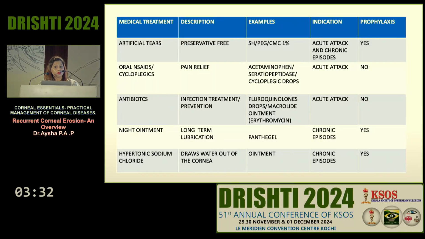Antibiotic: if you suspect any infection, only then start an antibiotic which is cornea friendly, like chloramphenicol, or if you suspect a stromal infiltrate, you can directly give fluoroquinolones. It can be given in the acute attack but not for prophylactic purposes. Night ointment, we have two options: either Panthenol ointment for long-term lubrication, or hypertonic sodium chloride, because I have already explained there will be hypotonicity. So to reduce that edema, you can use hypertonic sodium chloride.